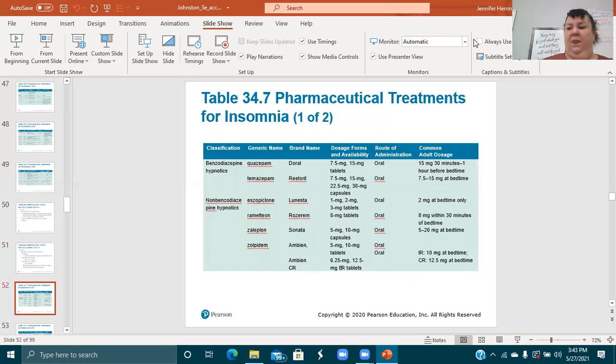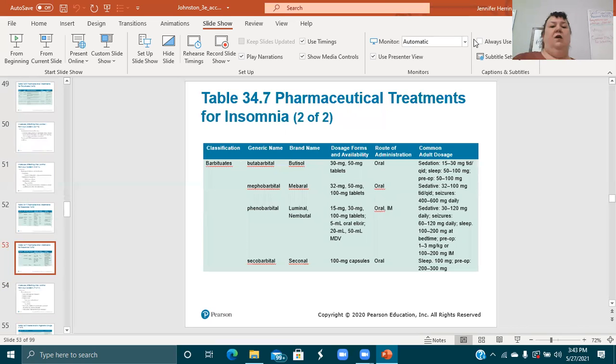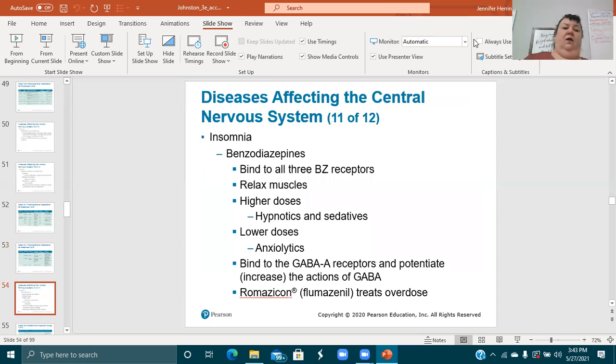So table 34.7 on page 594 depicts the pharmaceutical treatments for insomnia. Again, please look through this table at your own pace. So we also use benzodiazepines for insomnia. They bind to all three BZ receptors and relax muscles at higher doses.